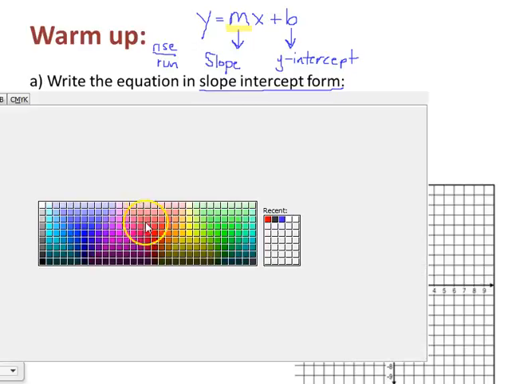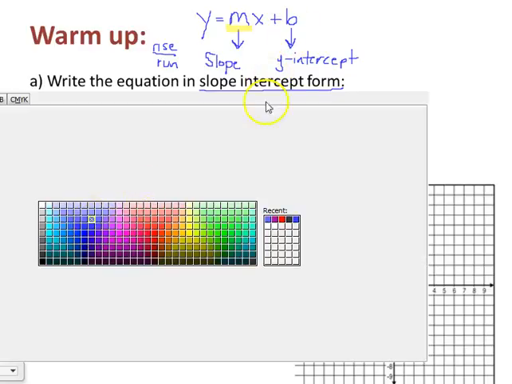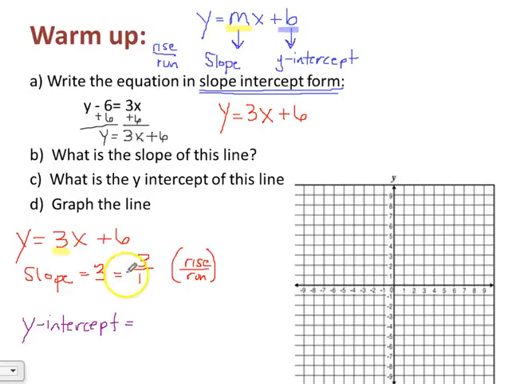Then let's go ahead and do the y-intercept. Let's identify the y-intercept. And what is the y-intercept? It is the number that is the constant term. It's all by itself. It's that b term. So that means it's going to be 6. The y-intercept will be equal to 6.